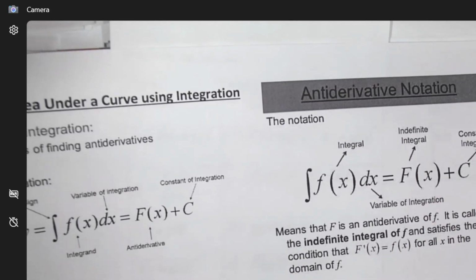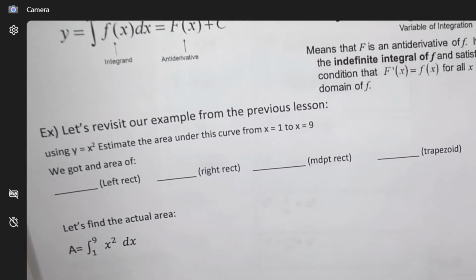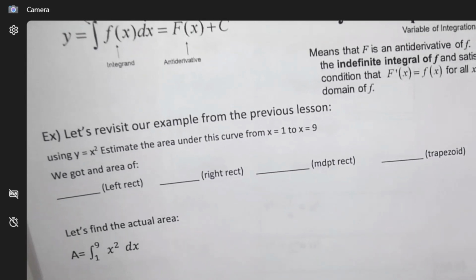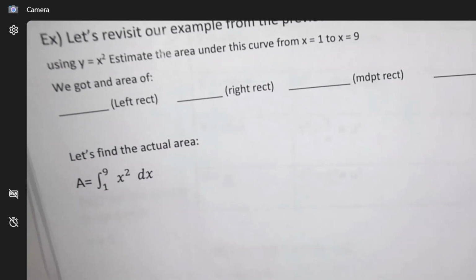Now I'm going to show you how to get a definite integral, which is going to be not only the equation, but the actual area. Okay, so here's an example.